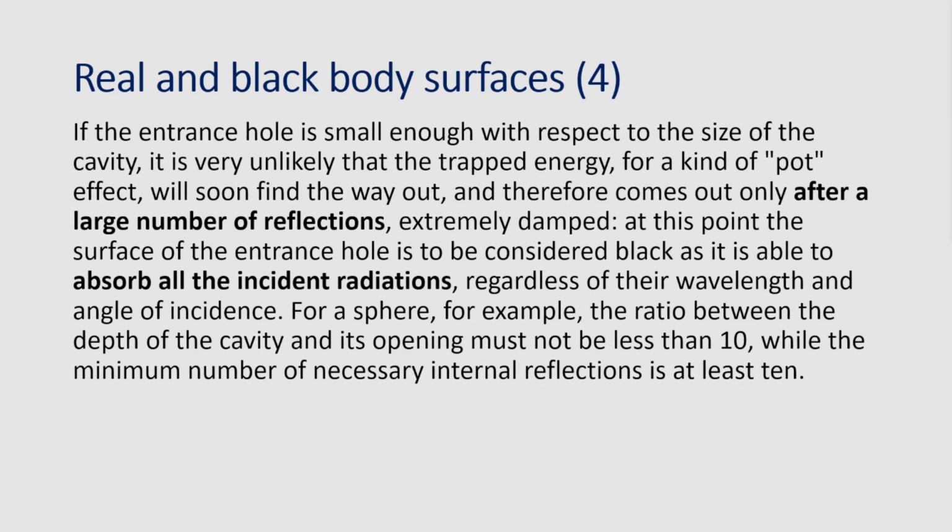Real and black body surfaces. 4. If the entrance hole is small enough with respect to the size of the cavity, it is very unlikely that the trapped energy, for a kind of pot effect, will soon find the way out, and therefore comes out only after a large number of reflections, extremely damped. At this point the surface of the entrance hole is to be considered black, as it is able to absorb all the incident radiations, regardless of their wavelength and angle of incidence. For a sphere, for example, the ratio between the depth of the cavity and its opening must not be less than 10, while the minimum number of necessary internal reflections is at least 10.